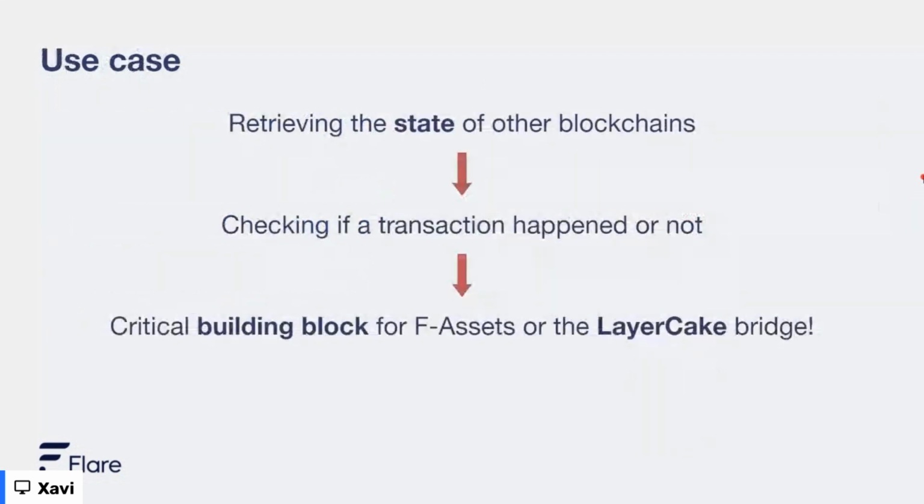Why is this interesting? Because if we are able to retrieve the state of other blockchains, we can do things like checking whether or not a transaction happened on another chain. And if we are able to do that, we've got a critical building block for things like the F assets and the layer cake bridge that we have just described. So it's a very important piece of the Flare ecosystem.